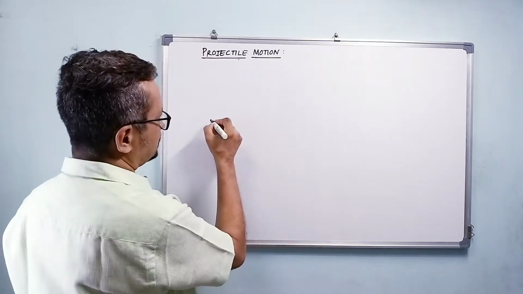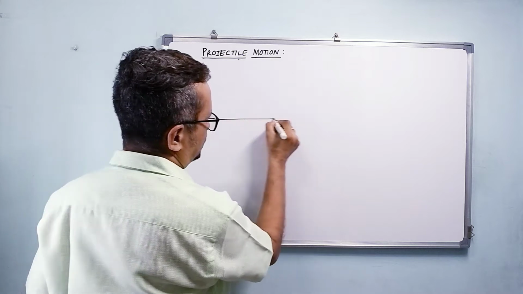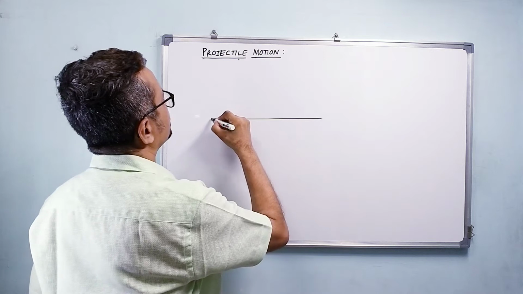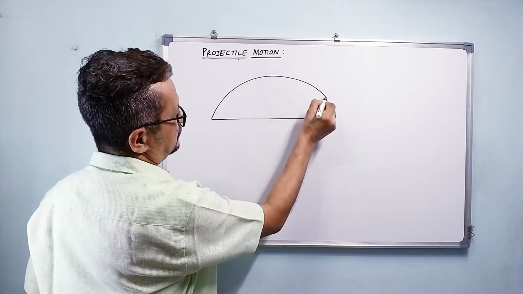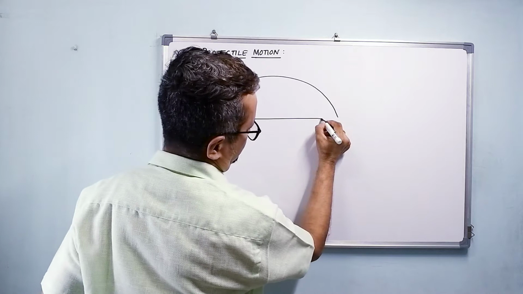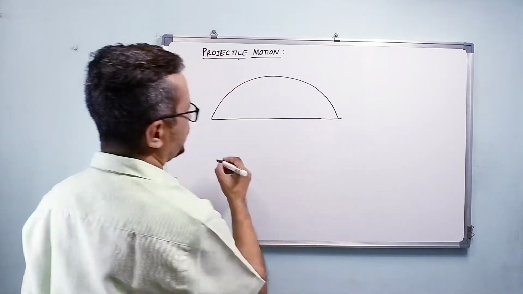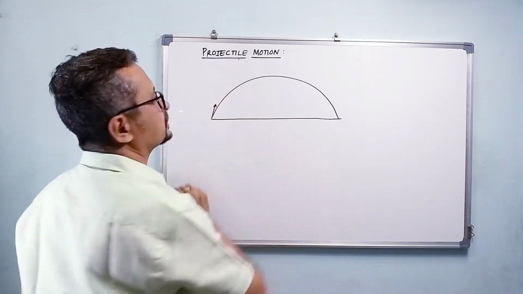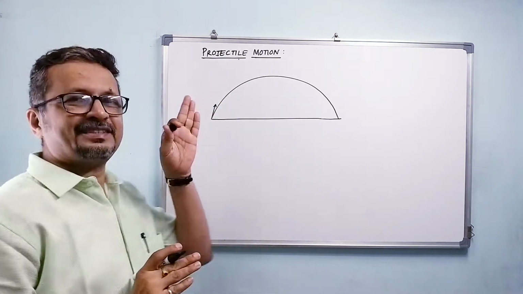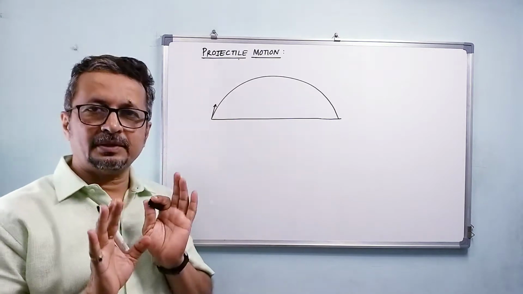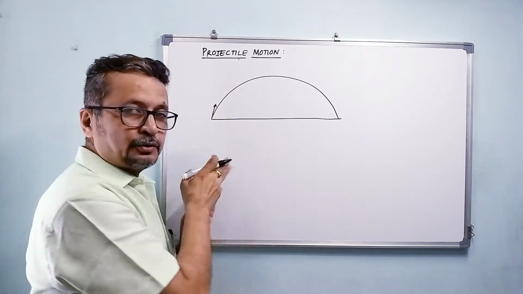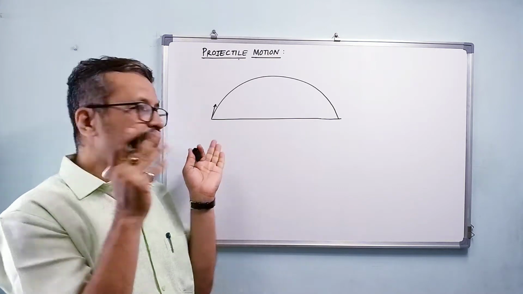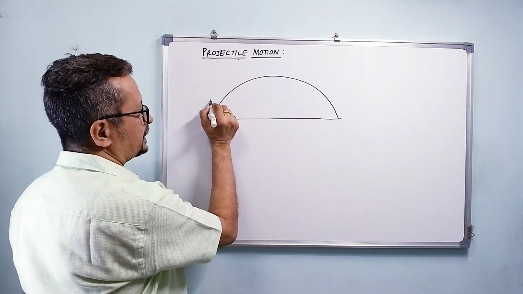Now let us consider this body. This is my ground, and it starts from here and it lands here. So my initial velocity is in this direction. It may not be that steep, but for simplicity, if I draw that arrow very much touching the profile, it would be confusing. So I'm just writing it like that.